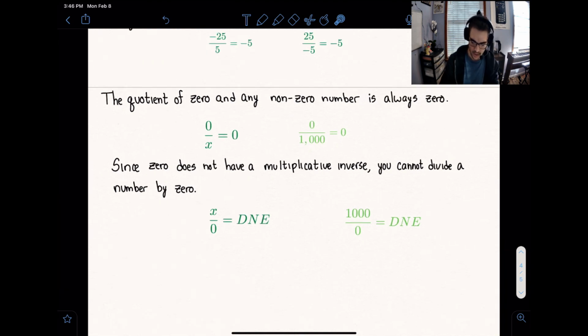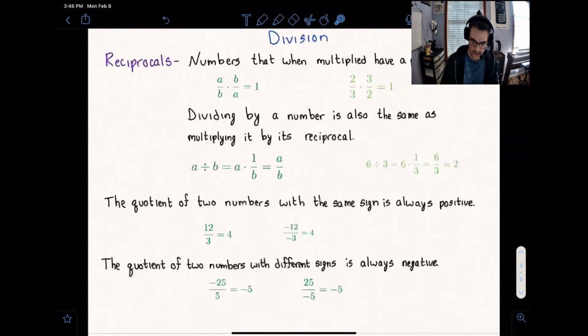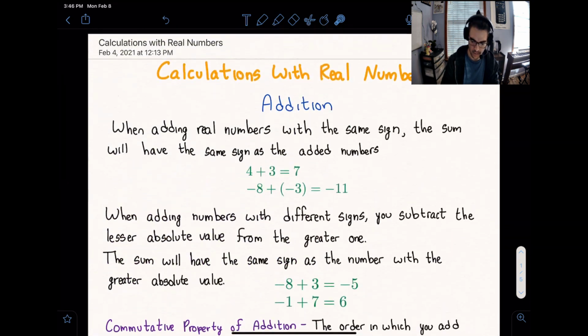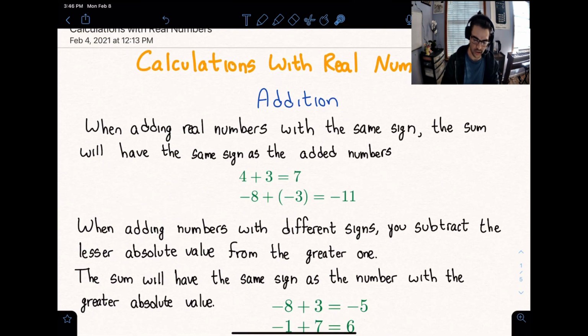All right, so that's everything I wanted to talk about today in terms of our big operators: addition, subtraction, multiplication, division.